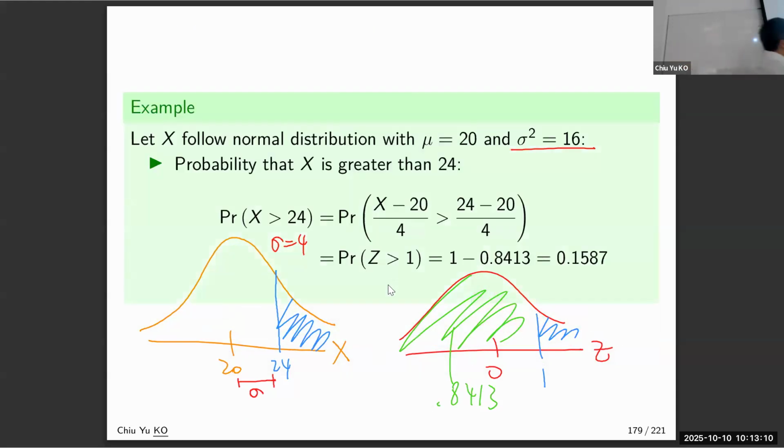Because 1 minus the green is the blue, since the total area under the F must be 1. Because it's probability, it must come out to some number, from negative infinity to positive infinity. Must be some number.